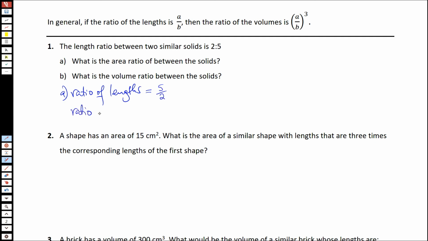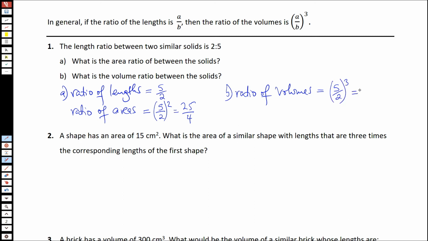So the ratio of the areas will be equal to 5 over 2 squared, which is equal to 25 over 4. And then part B, the ratio of the volumes will be equal to 5 over 2 cubed, which will be equal to 125 over 8.